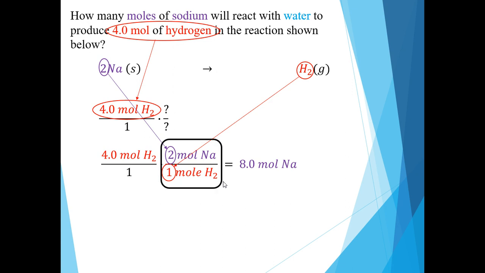And then from here, just basic math. We cancel out moles of H2 again. And then 4 times 2 is 8. And then 1 times 1 is 1. 8 divided by 1 gives you 8.